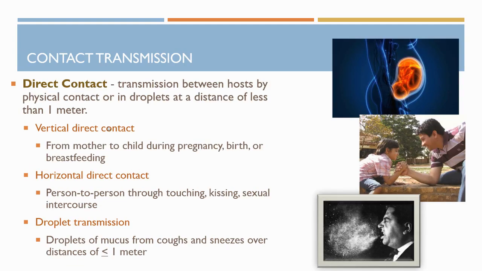All right, so the different types of transmission. We have contact transmission, which is just like it sounds. Contact transmission through direct contact means there's transmission between hosts by physical contact or in droplets when you're face to face. So it doesn't have to be physical contact between your body, but between droplets that are expelled from one body touching the next body. Vertical direct contact would be mother to child during pregnancy, birth, or breastfeeding. So that's mother to child, parent to child. Horizontal direct contact is person to person, so touching, kissing, or sexual intercourse. And droplet transmission is droplets from mucus or coughs or sneezes expelled over distances of less than a meter.